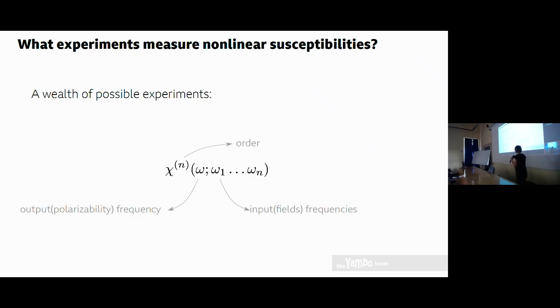If you think about the structure of these nonlinear susceptibilities, they have an order, and then they depend on several frequencies, in frequency space, for the input fields. Of course, you can see there is a wealth of possible experiments. You can look at different orders, and you can change those input frequencies.